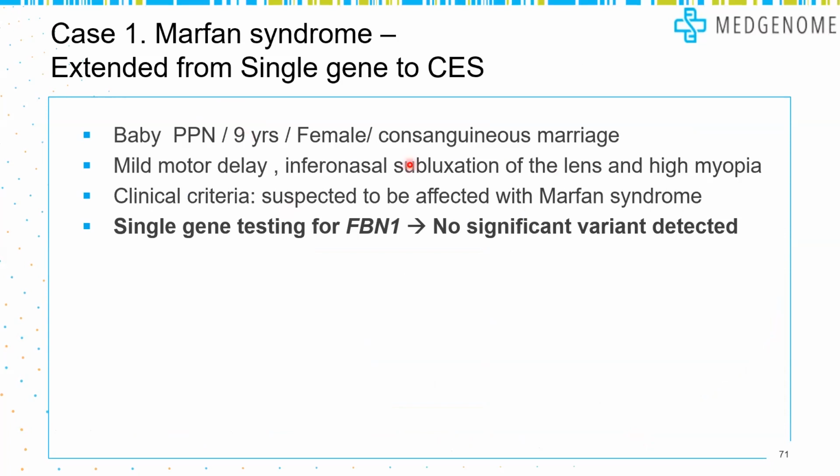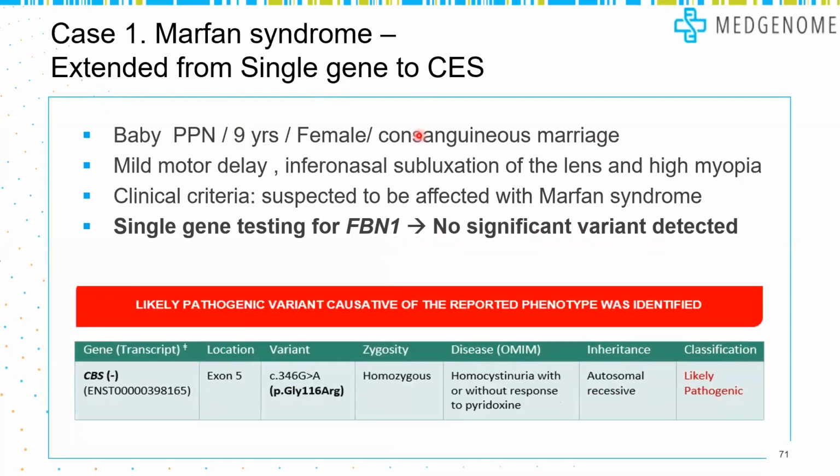So here this child was suspected to be affected with Marfan syndrome based on the clinical criteria: mild motor delay, subluxation of the lens, and high myopia. Based on this, they sent for single gene FBN1, causing Marfan syndrome, and no significant variant was detected. It was then extended from single gene to clinical exome sequencing, and we found a homozygous likely pathogenic variant in the CBS gene, which causes homocystinuria with or without response to B6.